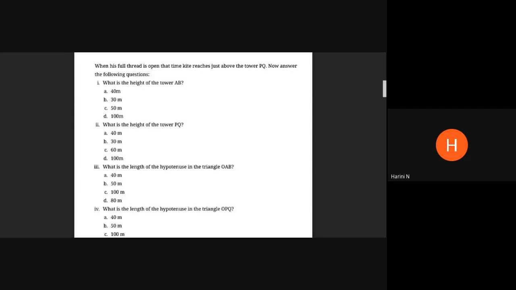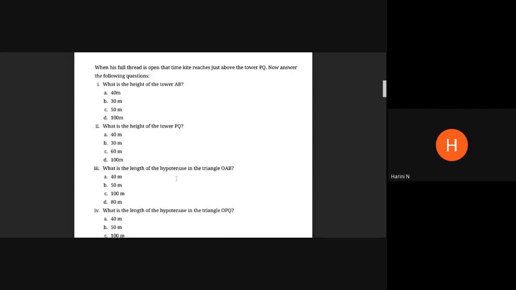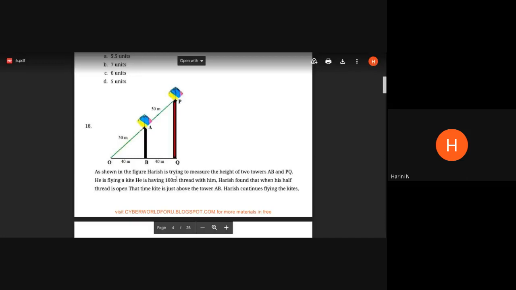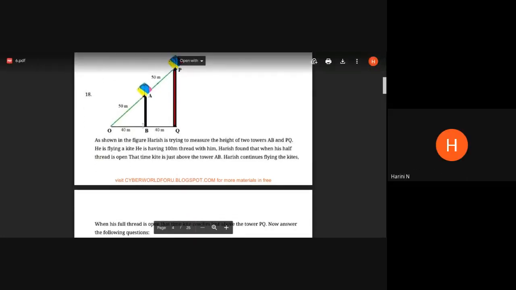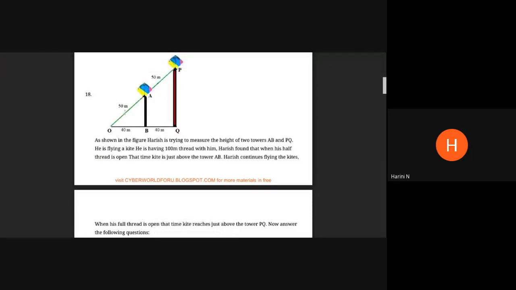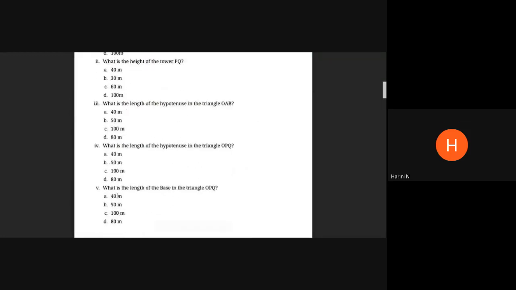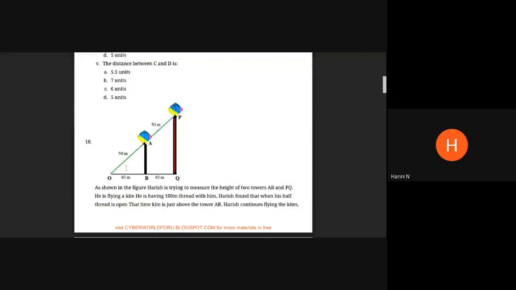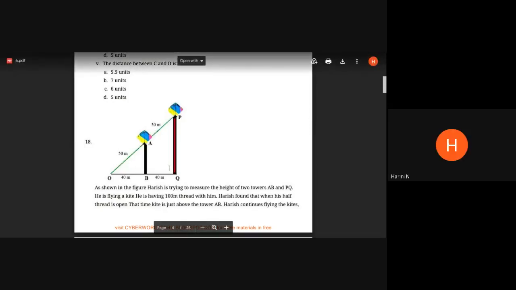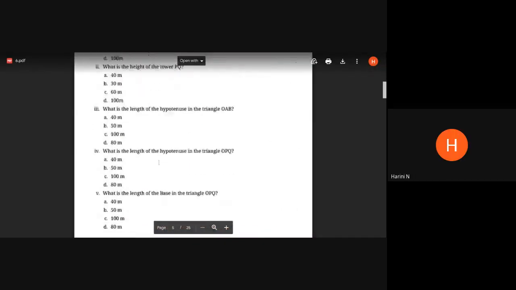Next. What is the length of the hypotenuse of triangle OAB? 50 meters. This is the 90 degrees at B. The side opposite to the 90 degrees will be your hypotenuse. So OA is the hypotenuse, which is 50 meters in length. What is the length of the hypotenuse of triangle OPQ? 100 meters. PO is the hypotenuse because Q is the right angle. So this will be 100 meters.